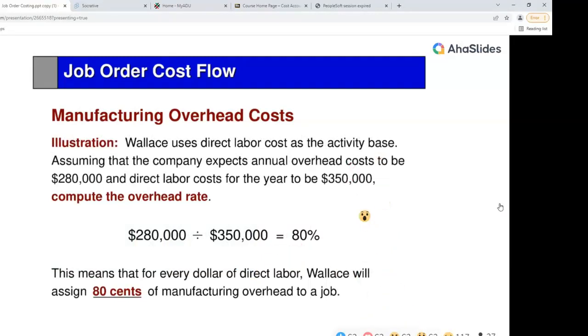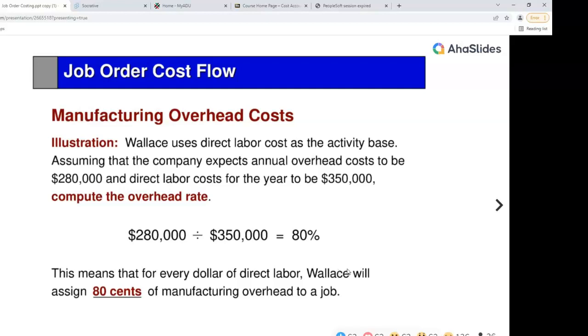An example, here we have a company, again, same company, Wallace, and they use direct labor cost. Do you see that? It's not hours, it's cost, as the activity base. And the company expects annual overhead to be $280,000. Now that's rent and electricity and supervisor's salary and all those indirect costs. They estimate it to be $250,000. And the direct labor costs, they also estimate to be $350,000. So there's two estimates here. But nevertheless, that's all I can do.